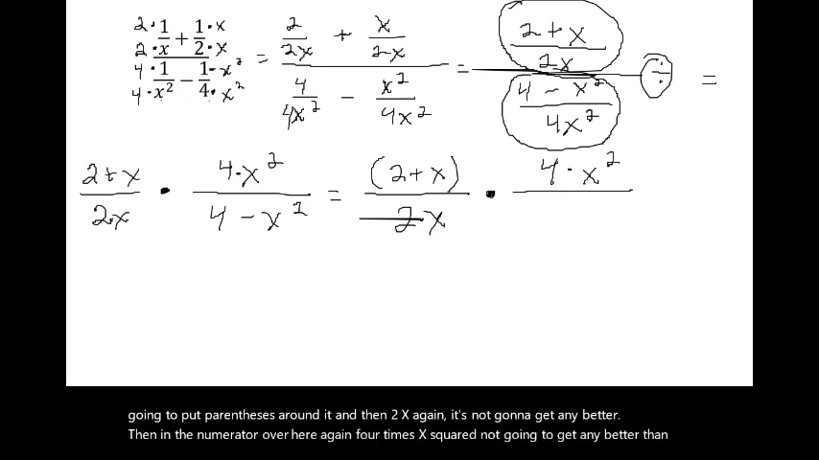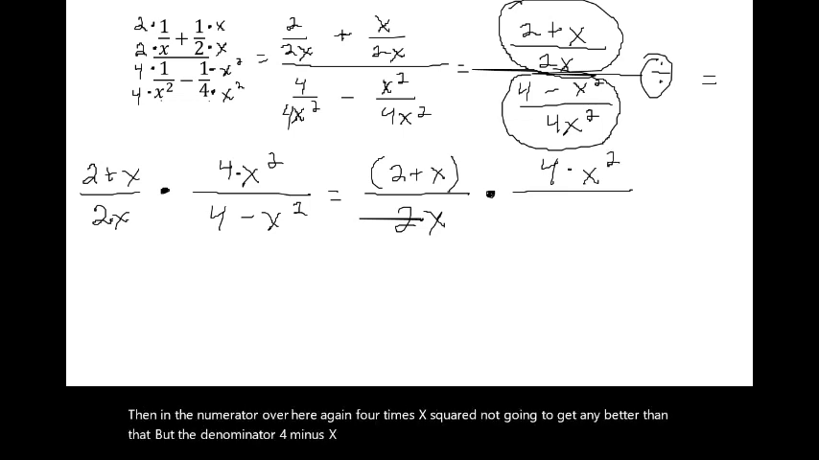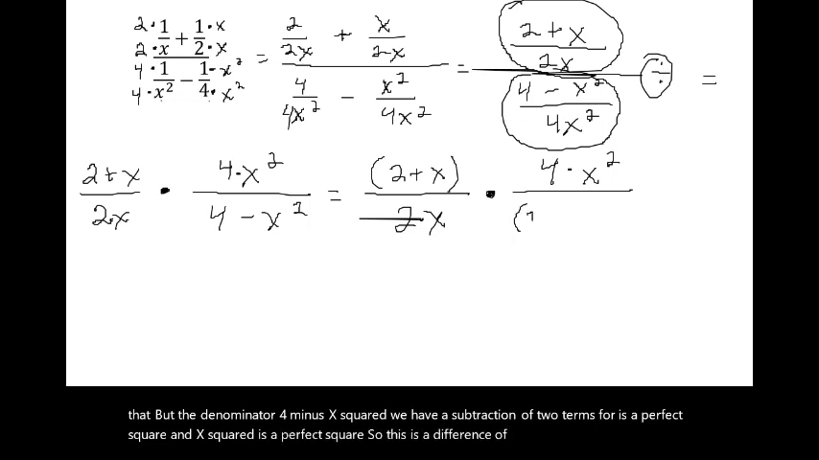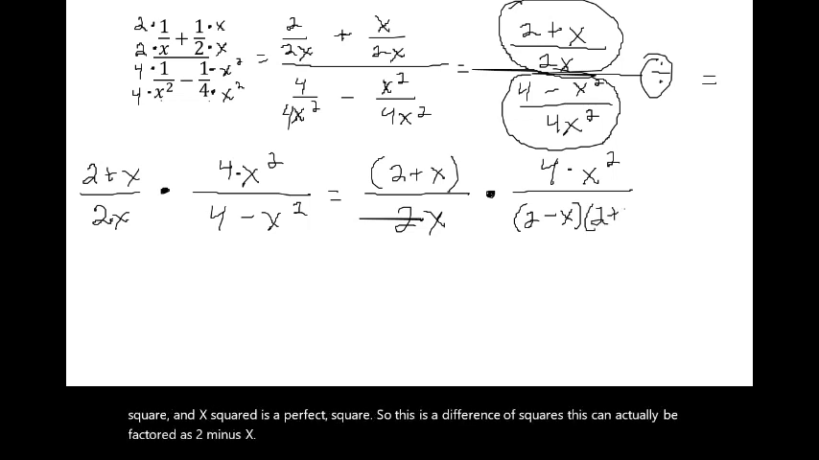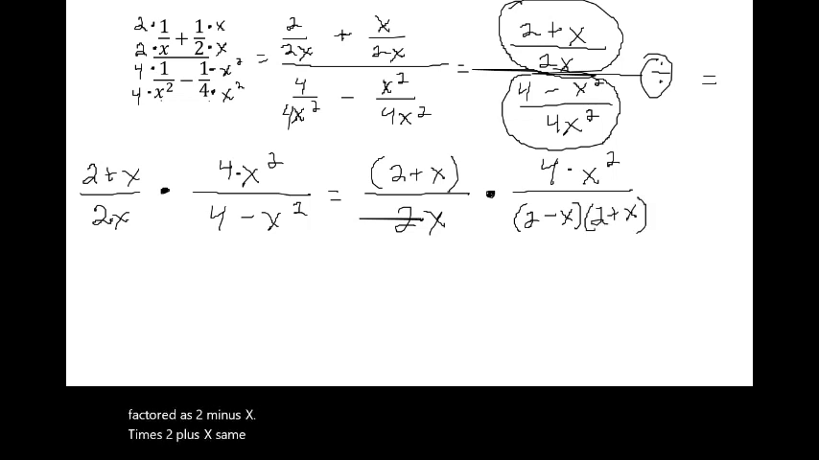But the denominator, 4 minus x squared, we have a subtraction of two terms. 4 is a perfect square, and x squared is a perfect square. So this is a difference of squares. This can actually be factored as 2 minus x times 2 plus x. Same format as you normally would factor a difference of squares.